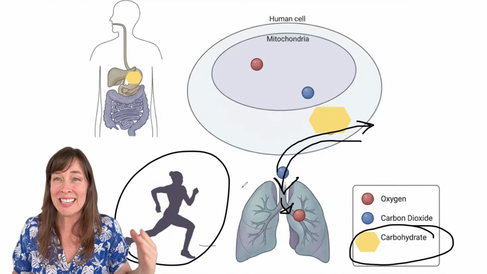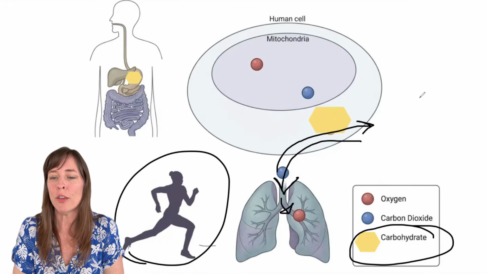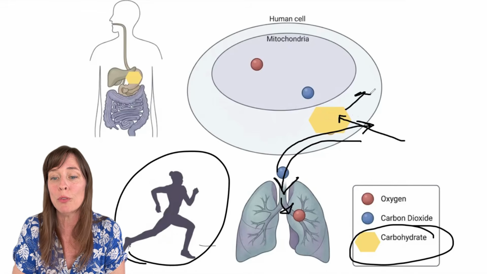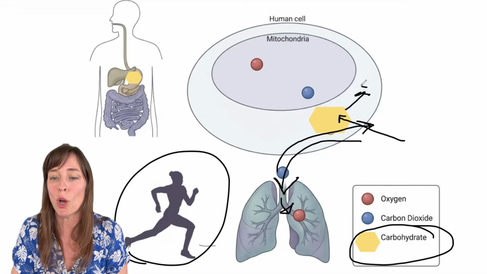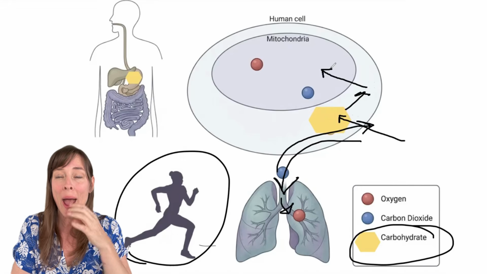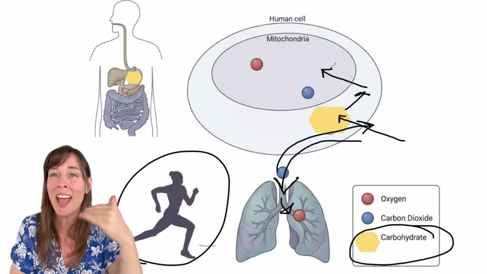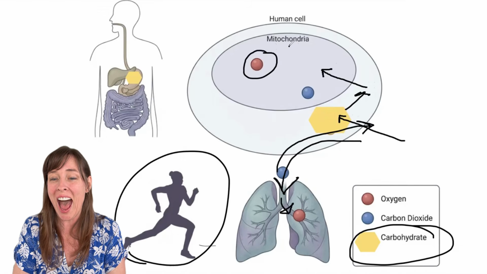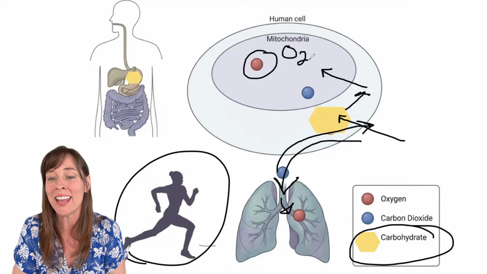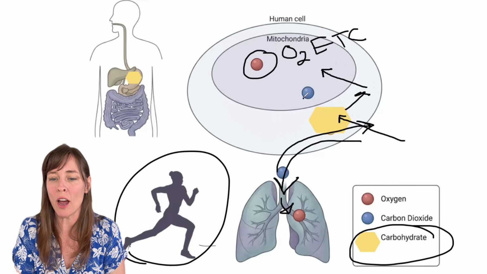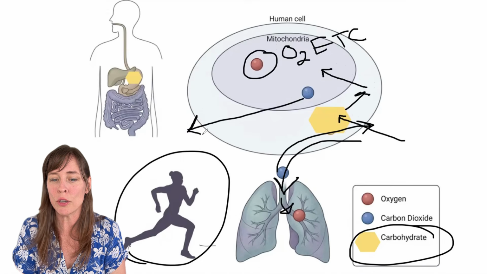Then this is going to get into the human cell. The food is going to go into the cell. That's going to get broken down into pyruvate. Then that pyruvate is going to go into the mitochondria, into acetyl coenzyme A. Then it's going to go into the Krebs cycle and the electron transport chain. And that's going to use oxygen as the final electron acceptor in the ETC. Does that help?